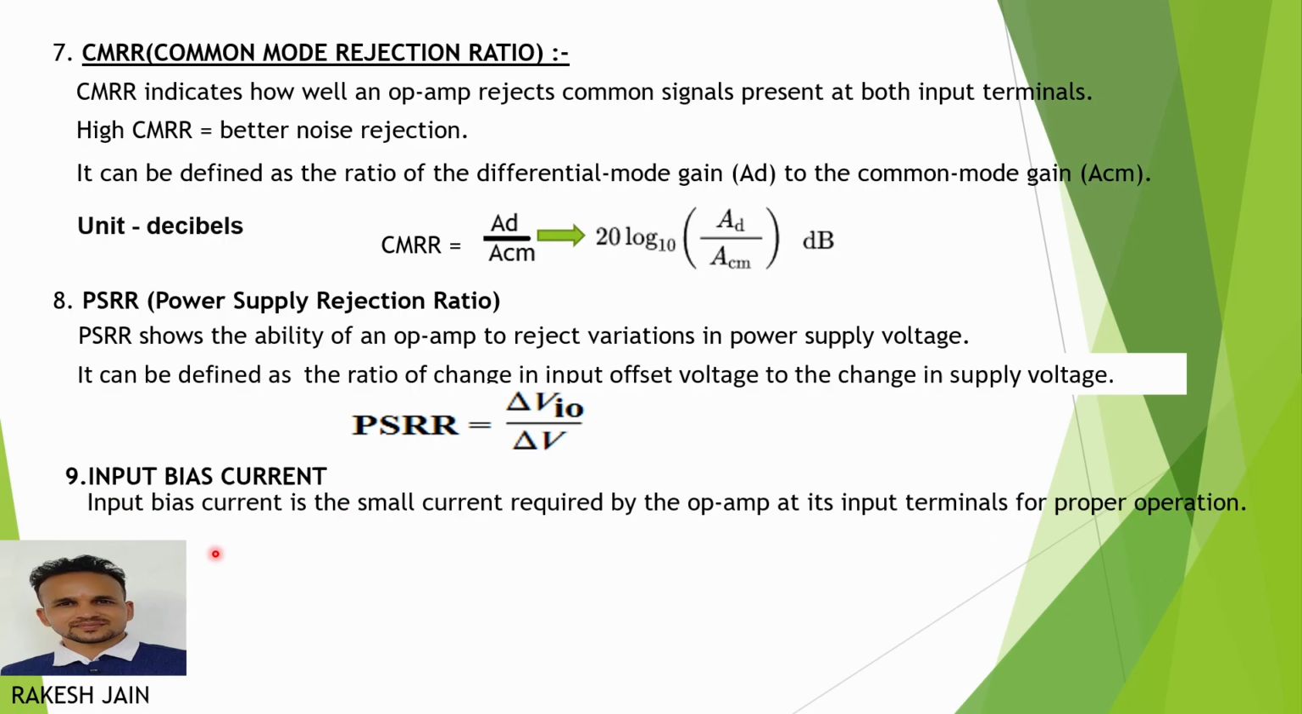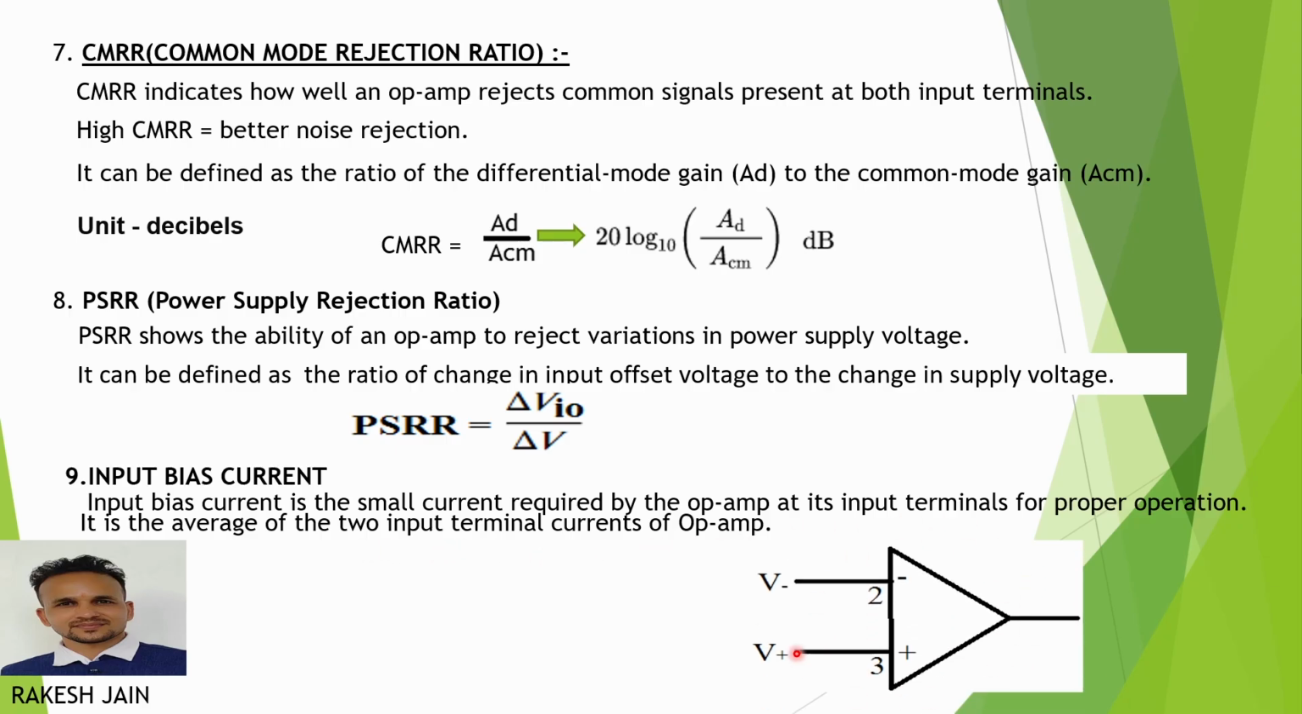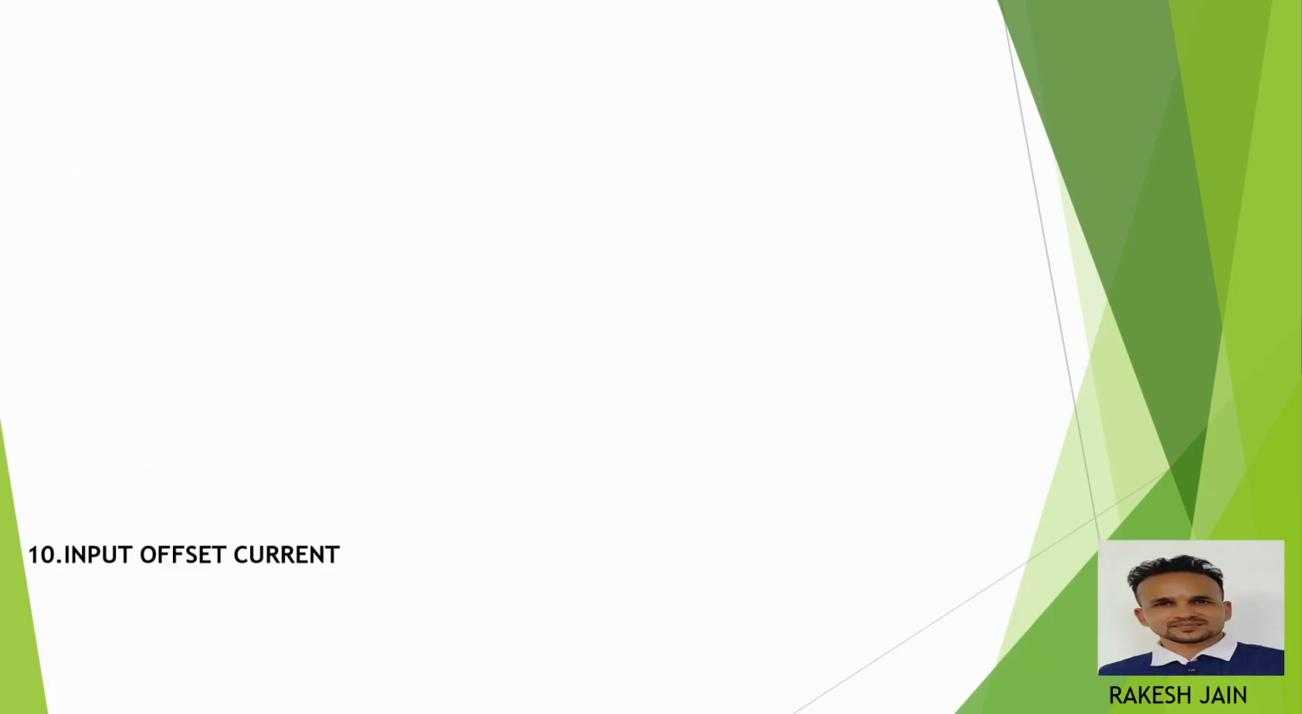Input bias current. Input bias current is the small current required by the operational amplifier at its input terminals for proper operation. It is the average of the two input terminal currents of the operational amplifier. See, this is the symbol of operational amplifier in which we have two terminals, inverting input terminal and non-inverting terminal. So there are two currents, inverting current and non-inverting current. As shown here, there are two currents. So the average of these two currents is known as input bias current.